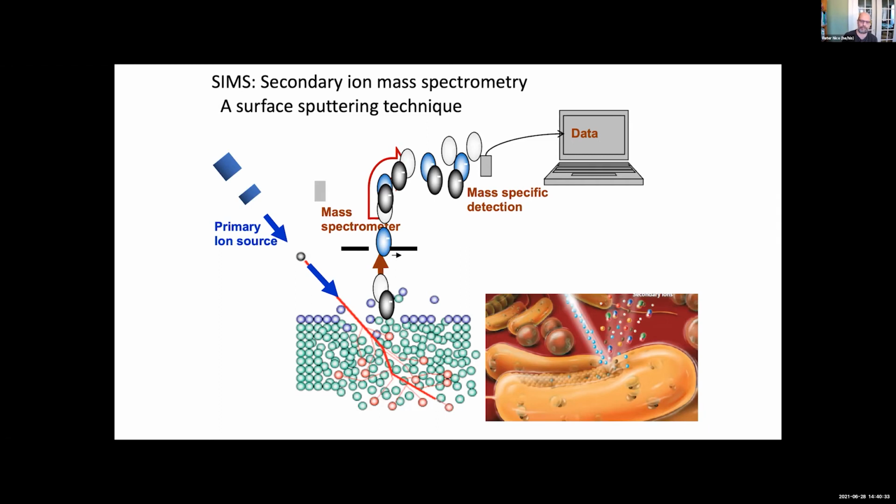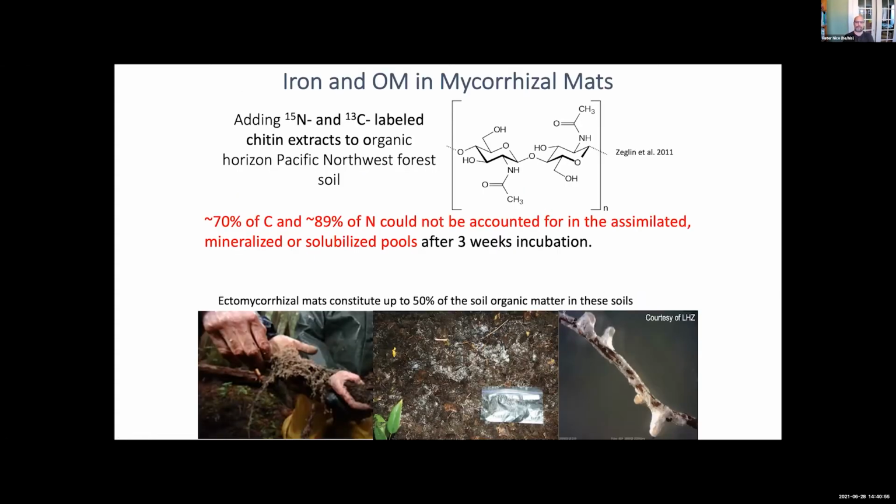STXM can tell us the changes in the chemistry. NanoSIMS can tell us the changes in the ionic and isotopic composition, which allows us to follow certain groups of molecules because we can add in carbon or nitrogen as isotopically labeled and then follow the chemical transformation of that. So we first did this in an example where we're adding 15N and 13C labeled chitin extracts to a Pacific Northwest forest soil and looking at the incubation.